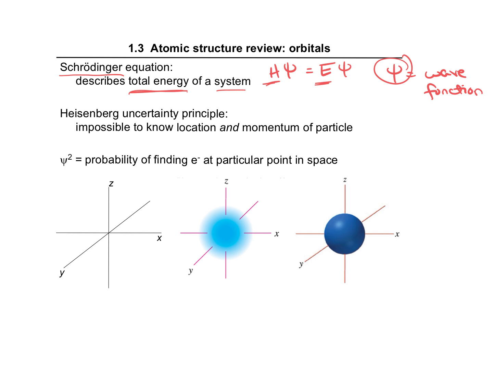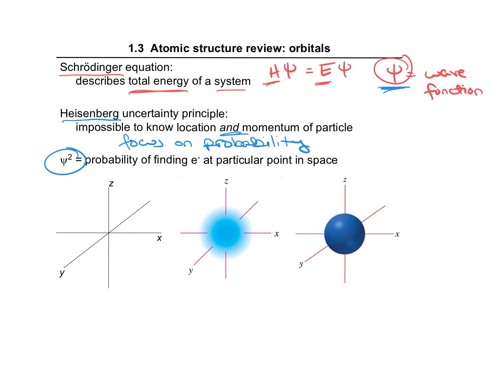Another important concept is the Heisenberg uncertainty principle, and this tells us that it's impossible to know both the location and the momentum of a particle. So instead, we focus on probability. Where is a particle likely to be? And as we're thinking about probability, come back to this wave function, we use psi squared as the probability of finding an electron at a particular point in space.